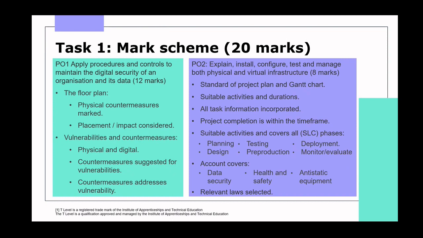And their supporting documents are also assessed. They're assessed for the exploration they've done of the physical and digital vulnerabilities, with countermeasures suggested as well for those vulnerabilities, and how suitable those countermeasures are. And then for performance outcome 2, their project plan and Gantt chart should have suitable activities chosen, which will address all the requirements and information that's been given in the task, suitable timelines within there as well, and all completed within the time frame that has been asked for on the brief.